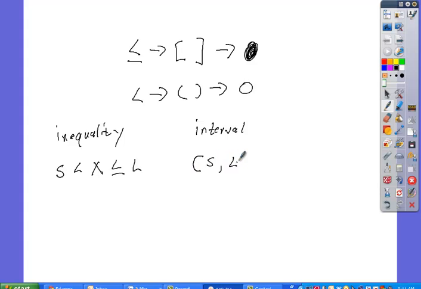Smallest value, largest value. Remember, parentheses is the same as less than, and the bracket is the same as less than or equal to. And so on a number line, that would be an open circle on my smallest number and a closed circle on my largest number. Infinities, positive or negative, always get the parentheses. Okay? So, happy hunting.